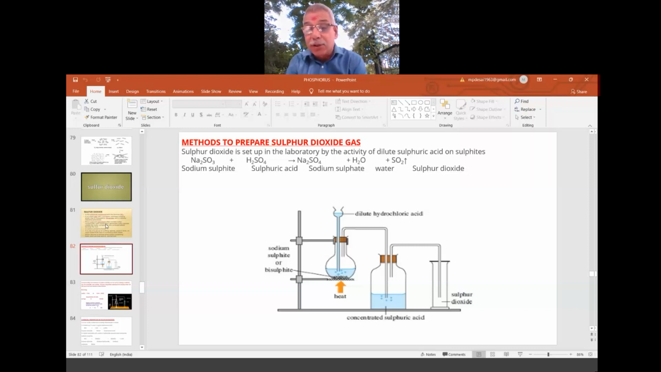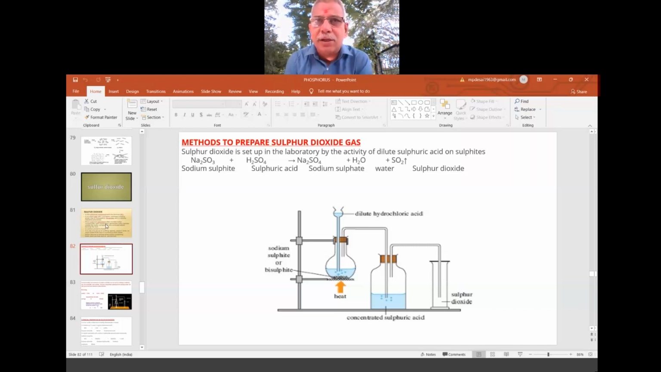That SO2 is purified through concentrated sulfuric acid, because some amount of water vapor will normally be associated with the SO2, as it has an affinity towards water. So to dry it, we pass it once again through sulfuric acid, which acts as a dehydrating agent. It absorbs only water vapor, not the sulfur dioxide. That is sent through another delivery tube and collected in the gas jar by the method known as upward displacement of air, because sulfur dioxide is heavier than air.